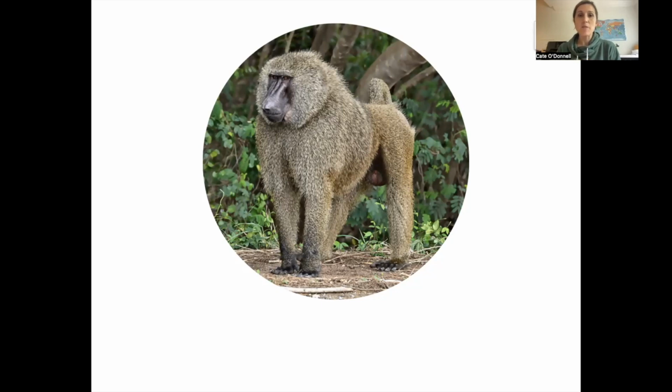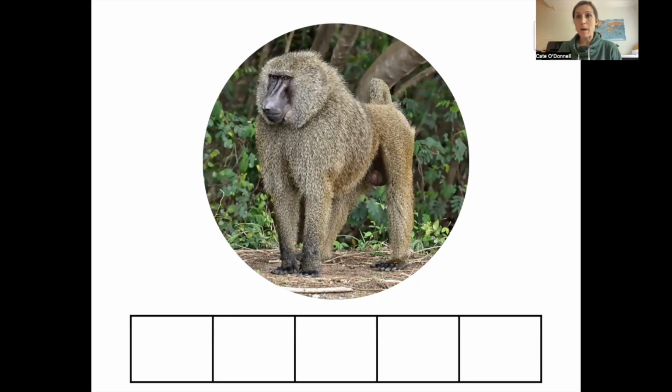This is a picture of a baboon. Baboon. How many sounds do you hear in baboon? There are 5 sounds in baboon. What's the first sound you hear? B. What letter makes the B sound? The letter B. What's the next sound you hear? Ah. What letter makes the ah sound? A. You could also say baboon, and then the A is making a schwa sound, and that's fine too, still spelled with an A. What's the next sound you hear?